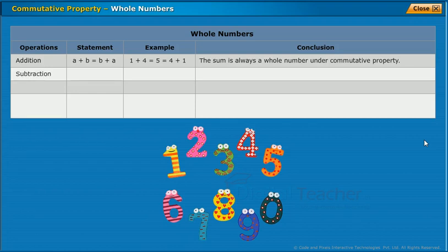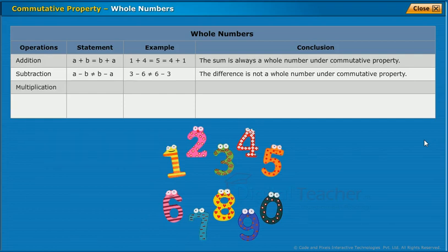Under subtraction, it states that the change in the order of two numbers changes the result when subtracted. For example, 3 minus 6 is not equal to 6 minus 3. It concludes that subtraction is not commutative for whole numbers.